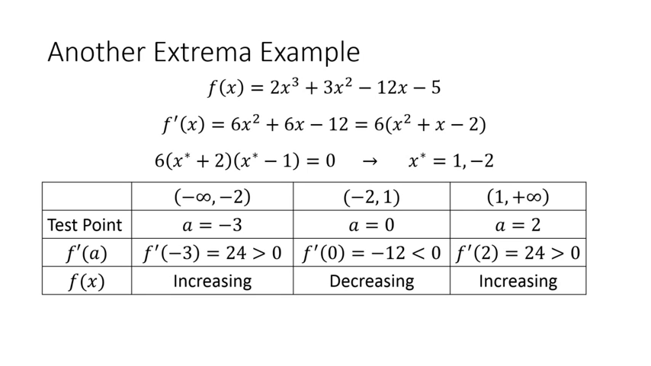I'm going to choose a test point equal to negative 3 for the first interval, 0 for the second interval, and 2 for the third interval. Remember, those test points are arbitrary. You can pick whatever you think is going to make your life easiest.